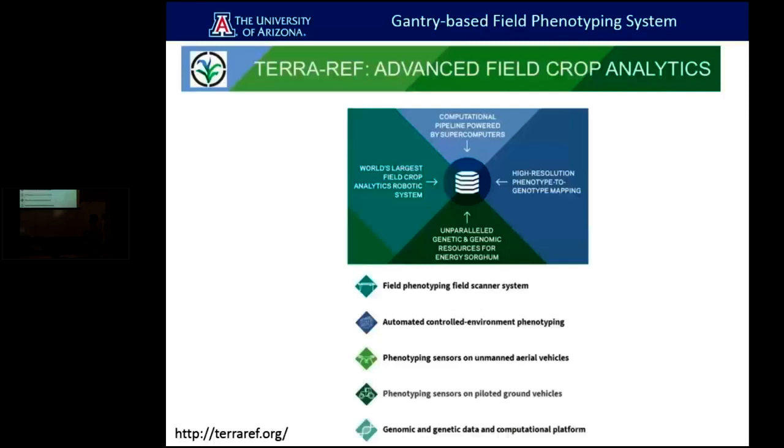There's also the work that is done at the Danforth Plant Science Center on testing these genotypes. There's a similar unit, which happens to be an indoor unit, where all materials are screened before they're tested in the field.